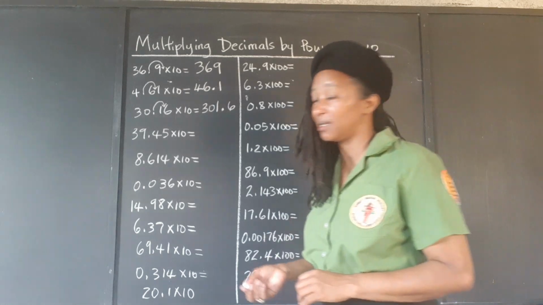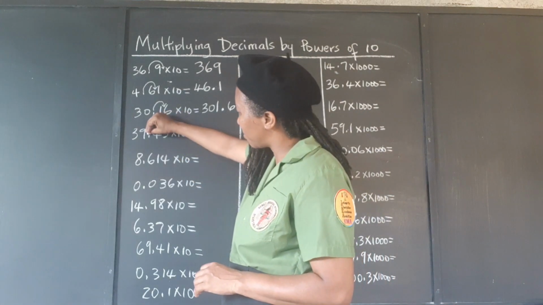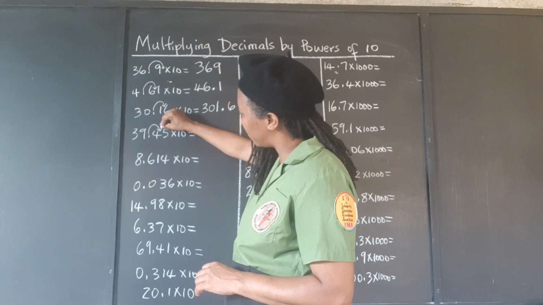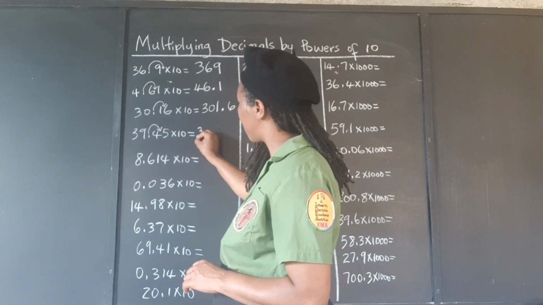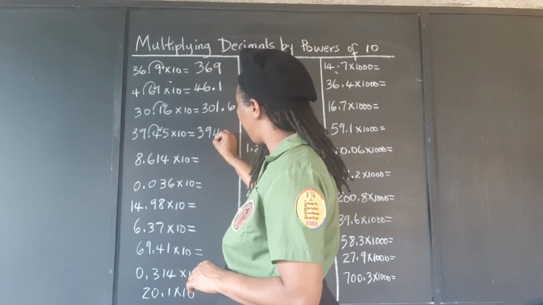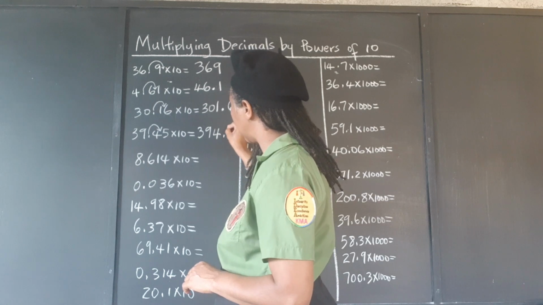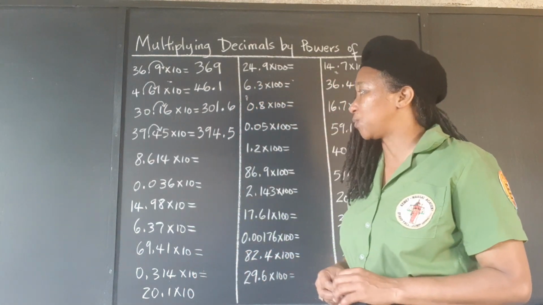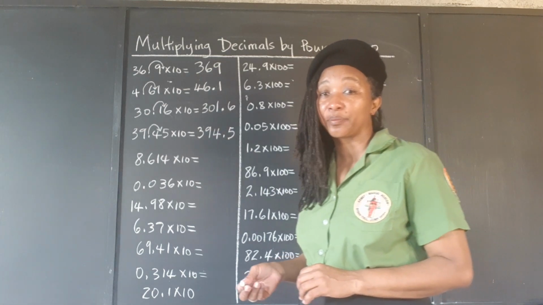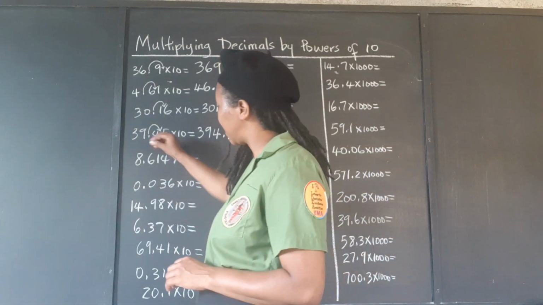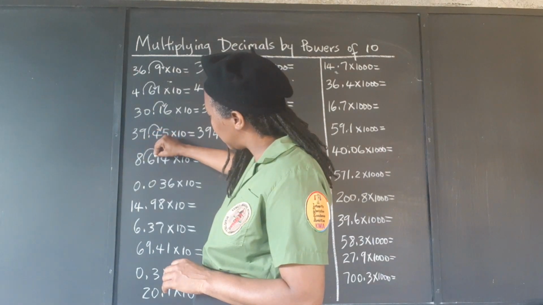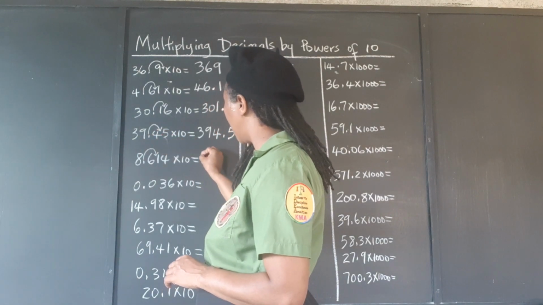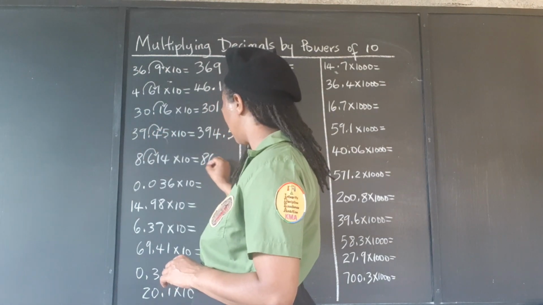39.45 times 10. One decimal place from here would bring it right here between the 4 and the 5. So that would be 394.5. 8.614 times 10. One place to the right, we'll move it from here to here. And it will become 86.14.